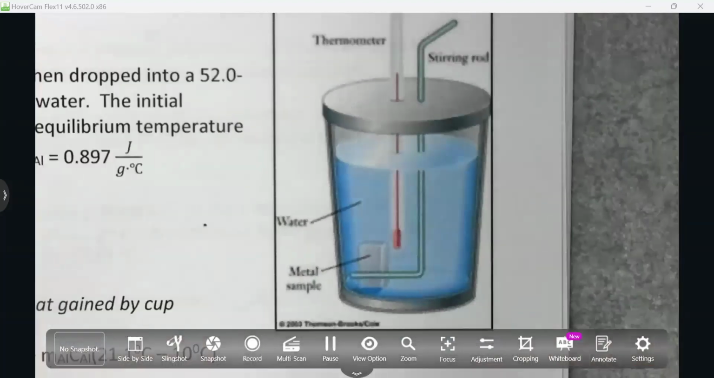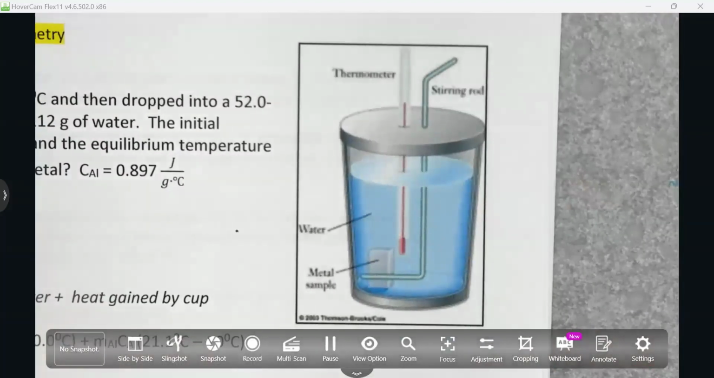We've got this device, which is a calorimeter. Now, I don't know if I drew this out. Did I draw out how we measure calories of food? No. So food calories are basically done like this.